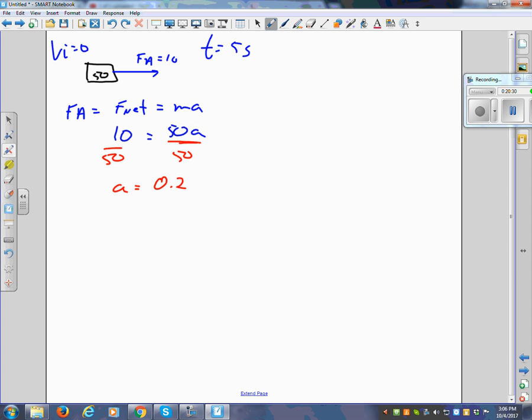Do we need to worry about units as we're going along the way? Some people get fired up about that. I'm not going to worry about it. I'm about the process. Okay, so the acceleration is 0.2. Now that I've got that, I can go VF equals VI plus AT. We're solving for the final velocity. The initial is 0. My acceleration is 0.2. And my time was 5 seconds. Oh, this is going to be easy. 0.2 times 5 is 1 meter per second.